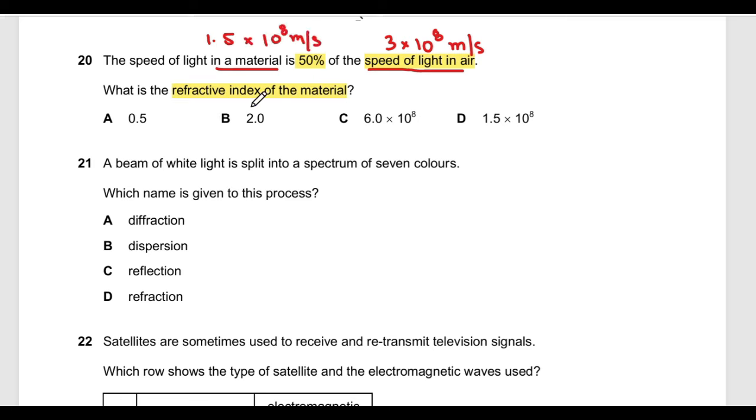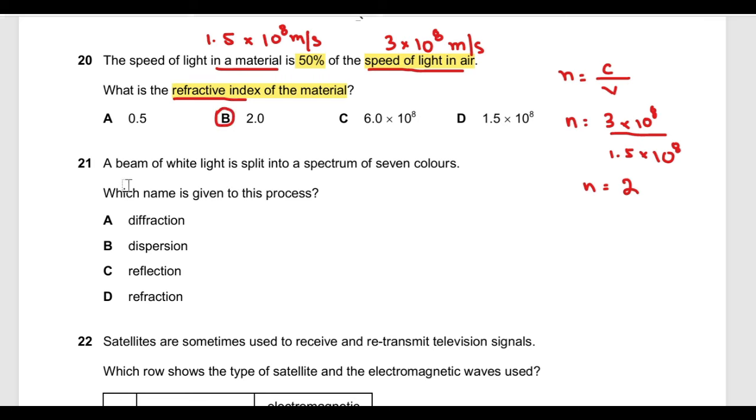To calculate the refractive index of the material, we use the formula that refractive index is speed of light in air divided by speed of light in that medium. So speed of light in air is 3 into 10 raised to power 8, and speed of light in the medium is 1.5 into 10 raised to power 8. Dividing them both, I will get the answer of 2. So option B is correct.